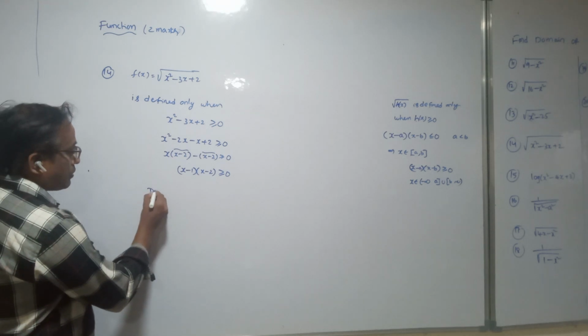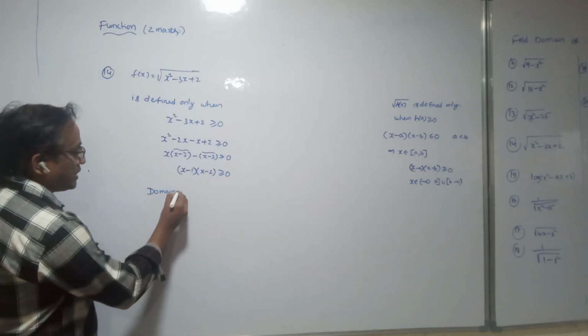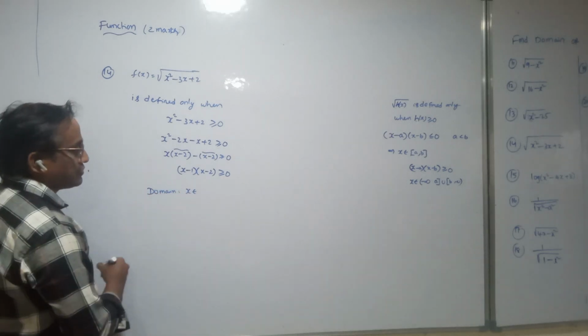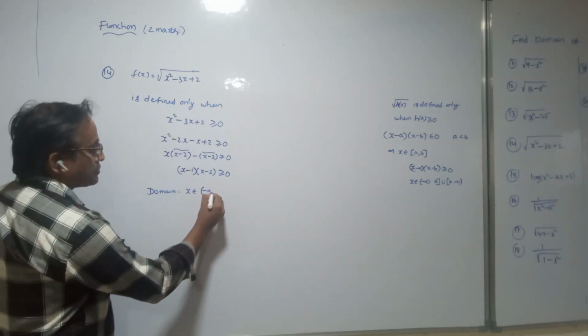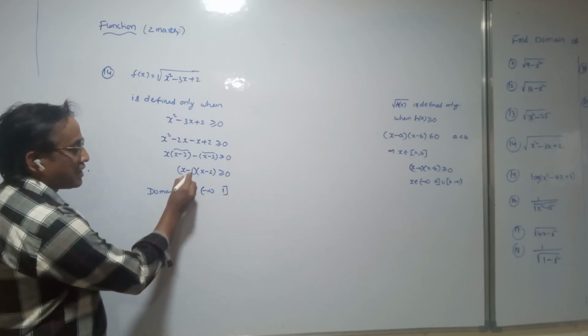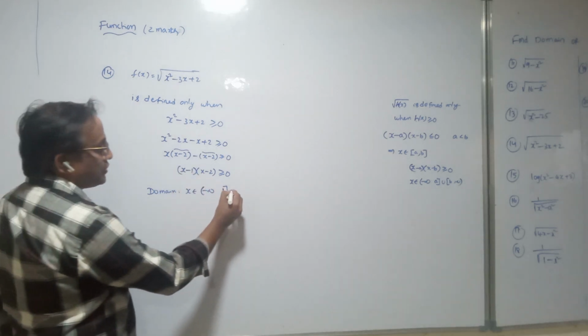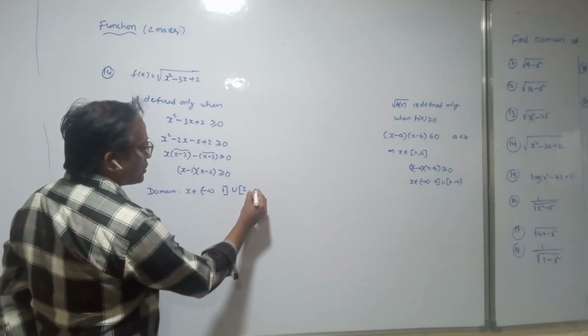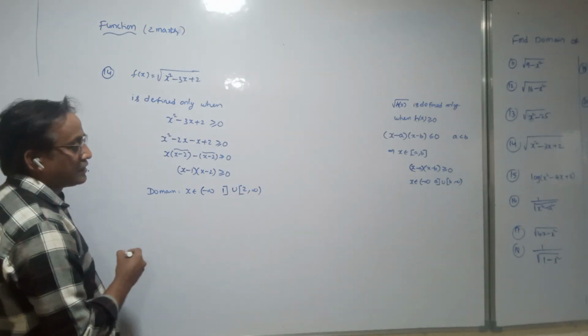So domain is x belongs to minus infinity to closed 1. The smaller number is 1. Union closed 2 comma infinity.